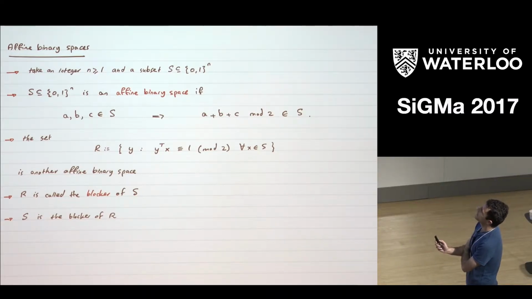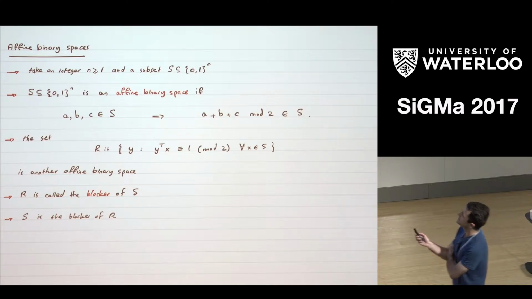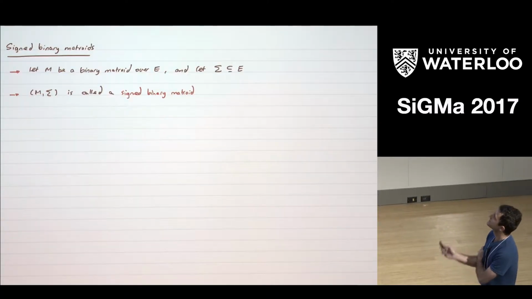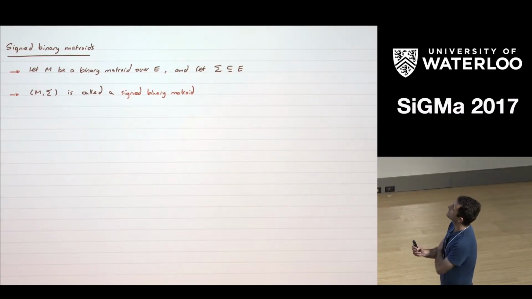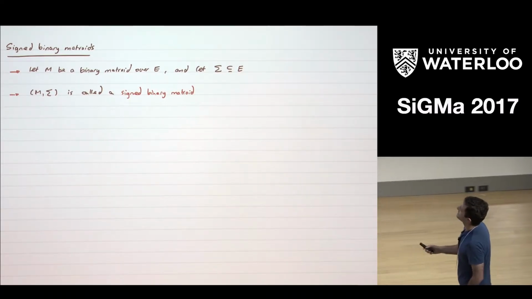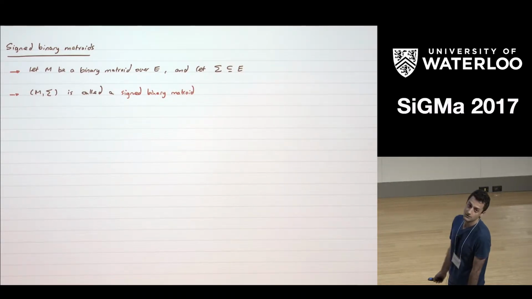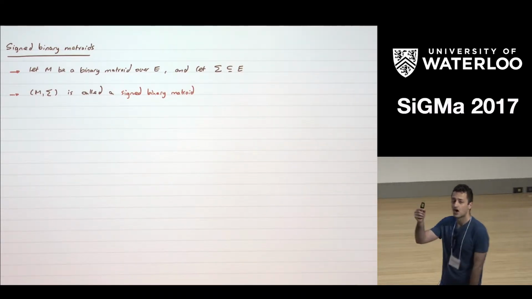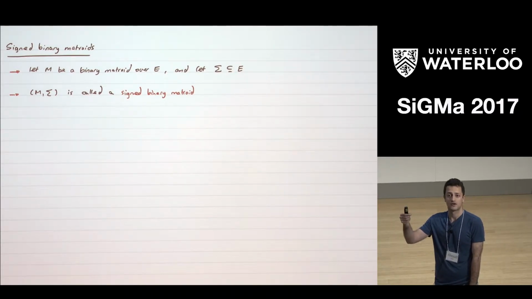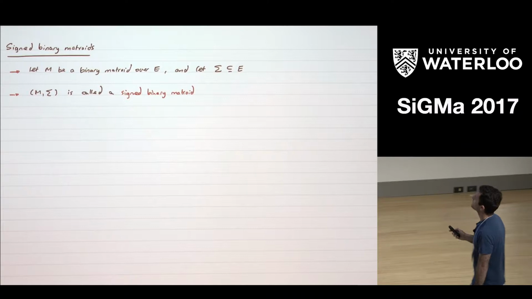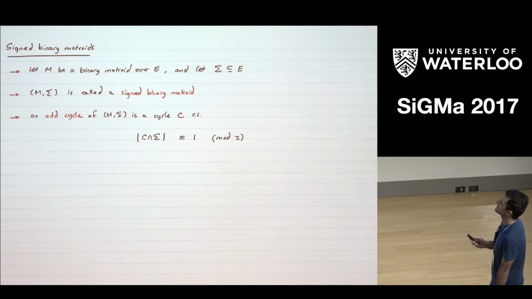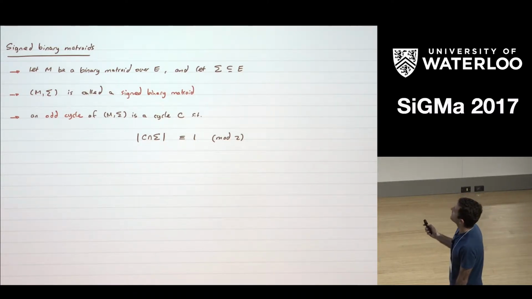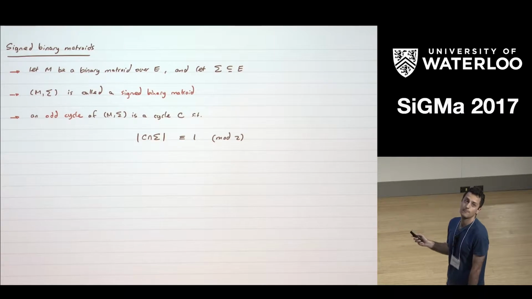There's another way to define affine binary spaces, and you might be more comfortable with that, and that is in terms of signed binary matroids. We're given a binary matroid M over ground set E, and we're given a subset of the elements, let's call those elements sigma. I'm going to look at the pair (M, sigma). I'll refer to this as a signed binary matroid. Essentially, we think of the elements in sigma as odd elements, and everything else as even elements. So that's where the term signed comes from. I'll say that a cycle of the original matroid M is odd in (M, sigma) if it contains an odd number of elements in sigma.